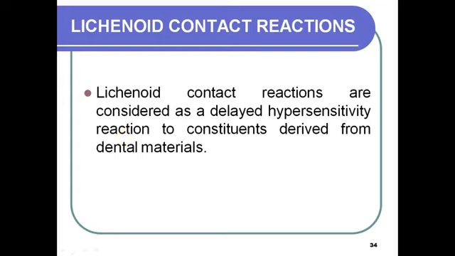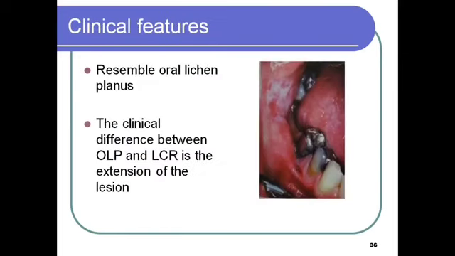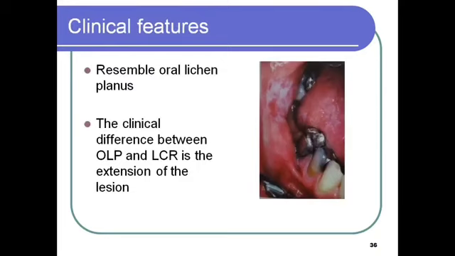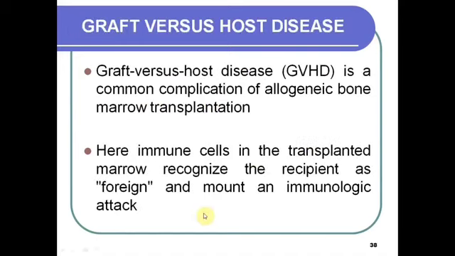Lichenoid contact reactions are considered a delayed hypersensitivity reaction to constituents derived from dental materials. The etiopathogenesis is almost the same as the lichenoid drug reaction, and it also resembles oral lichen planus. The clinical difference between oral lichen planus and lichenoid contact reaction is the extension of the lesion. Management is replacing the dental material, which will result in cure or improvement in most cases, and most lesions should be expected to heal within 1 or 2 months.